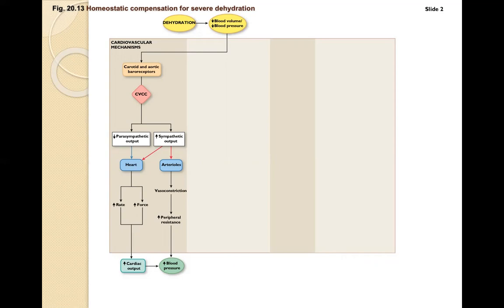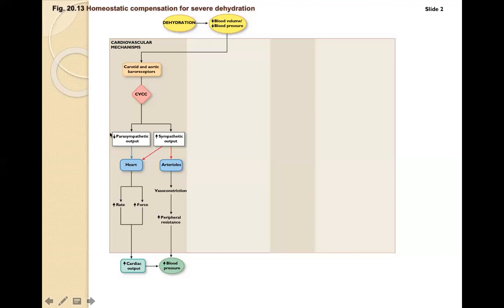So that low blood volume, low blood pressure is going to be sensed by the baroreceptors in the carotid and aorta. And that signal of low blood volume and low blood pressure is going to be sent to the medulla, which contains the cardiovascular control center. And it is going to perceive that signal, and it's going to send out a response that is going to try to elevate blood pressure. And it does so by decreasing the parasympathetic nervous output and increasing the sympathetic nervous output.